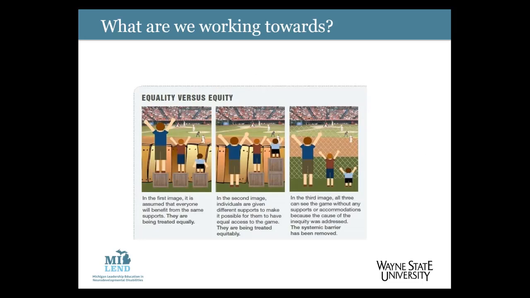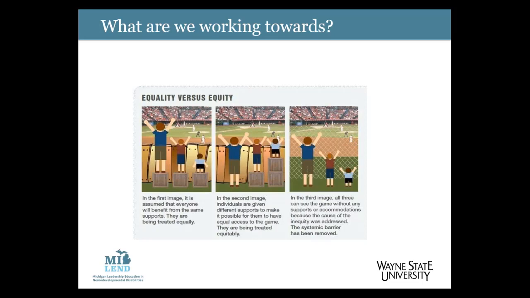So in general, I pose the question, what are we working towards when we do this work? And often people will interchange the terms equality and equity, but I like to include this image to help us understand some important differences between the two. In this first image, you see that we have three children who are reaching for the same objective. They all want to see the baseball game. And for our work, we could say our objective is that we want everyone to enjoy the greatest quality of life that they are able to have, the best health outcomes that they are able to. In this first diagram, you'll notice that they were all given a little bit of assistance. Everyone was given the same size box to stand on to try to meet that objective. They're being treated equally.